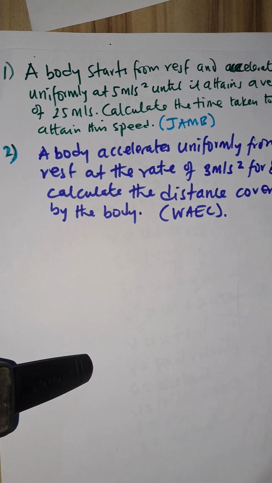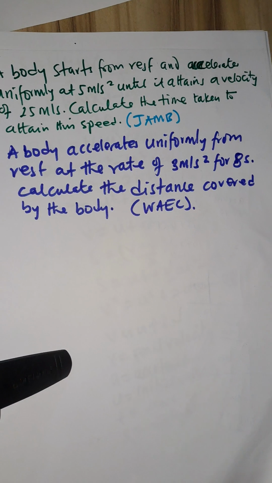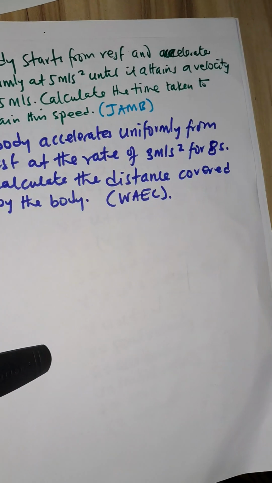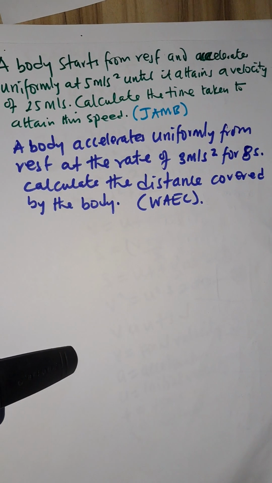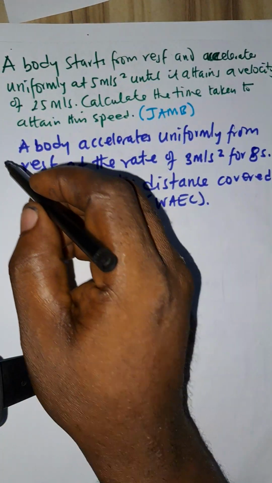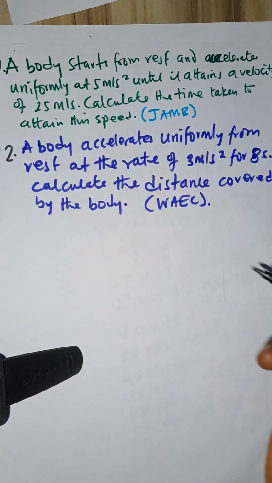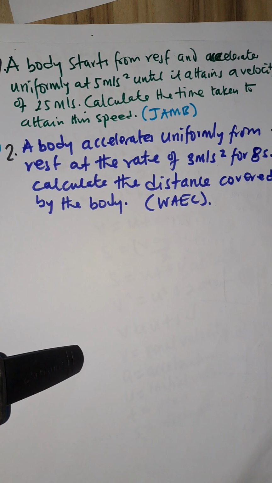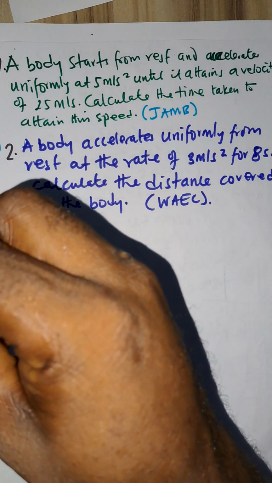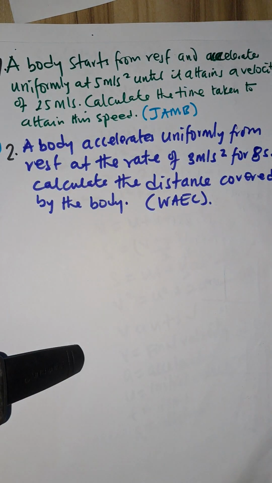Hope you can see it very well. Two questions, question number 1 and 2. Now, one says: a body starts from rest, accelerates uniformly at 5 meters per second squared, that is acceleration, until it attains a velocity of 25 meters per second. Calculate the time taken to attain this speed.